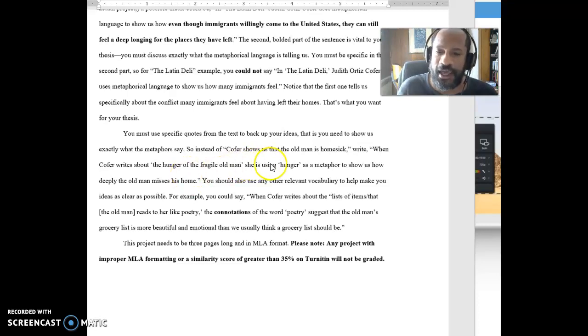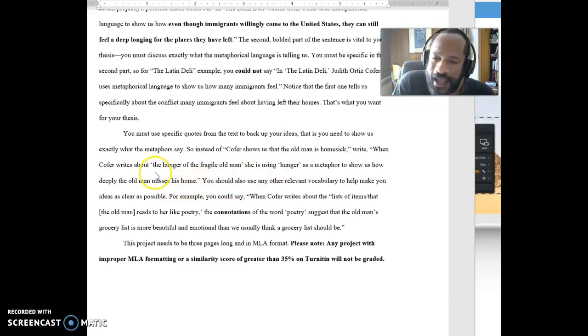Because the idea is that hunger is biological. Hunger tells us that if you don't get something, you might die, right? You will eventually die. You can potentially die of hunger. So when we talk about the hunger of the old man and want to say how much he misses his home, he hungers for that home, which gives us a sense that he really feels like he needs that. It's not a matter of, I'd like to go back home sometime. No, no, no. This is a deep desire. It's as deep as hunger. Hunger is being used as a metaphor to show us how much he misses that.